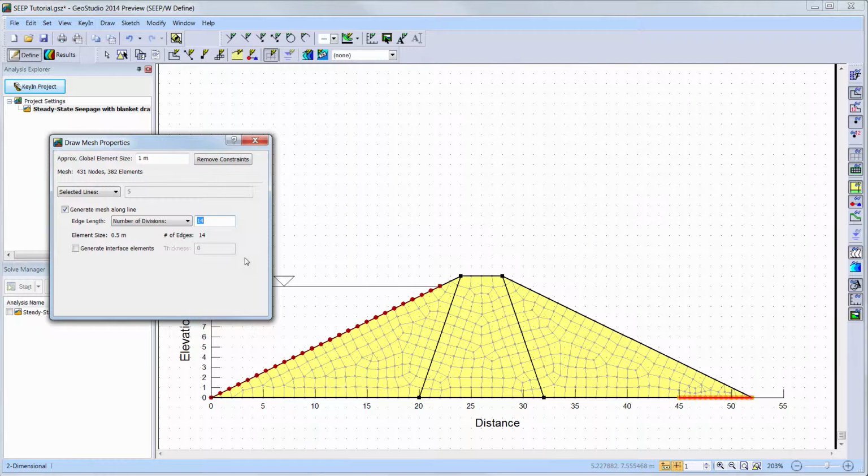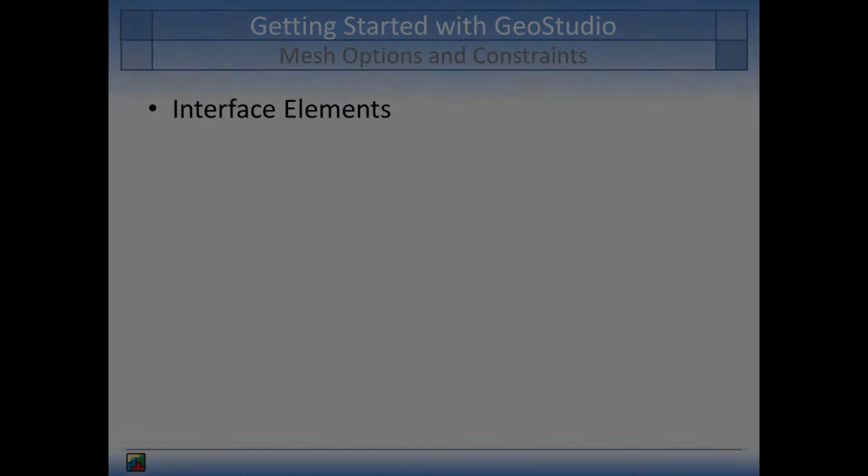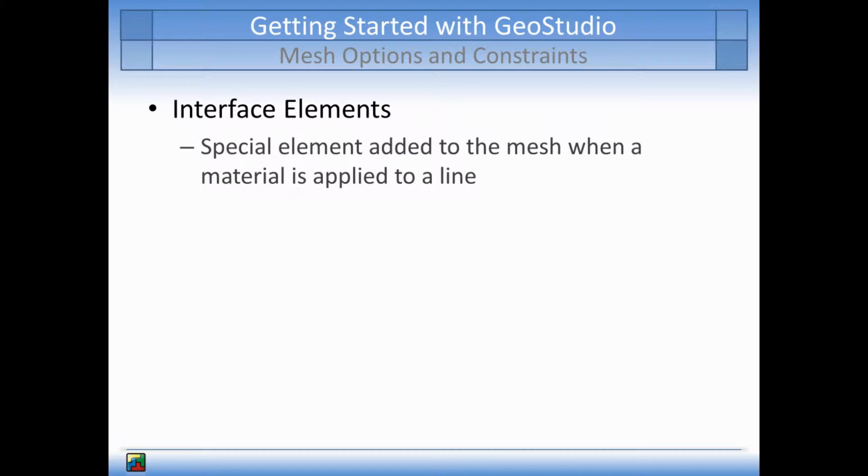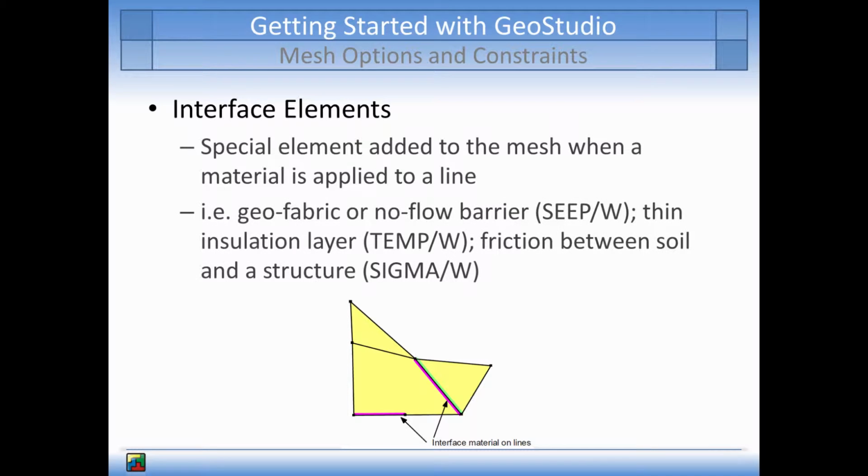Now, let's assume we have a geofabric located along a line in our embankment. Interface elements are an option in some of the GeoStudio products and are given specific material properties using the Key in Materials window. These interface elements can be used for creating geofabric materials or no-flow barriers in SeepW, thin insulation layers in TempW, or to assign friction properties between soils or between a soil and a structure in SigmaW.